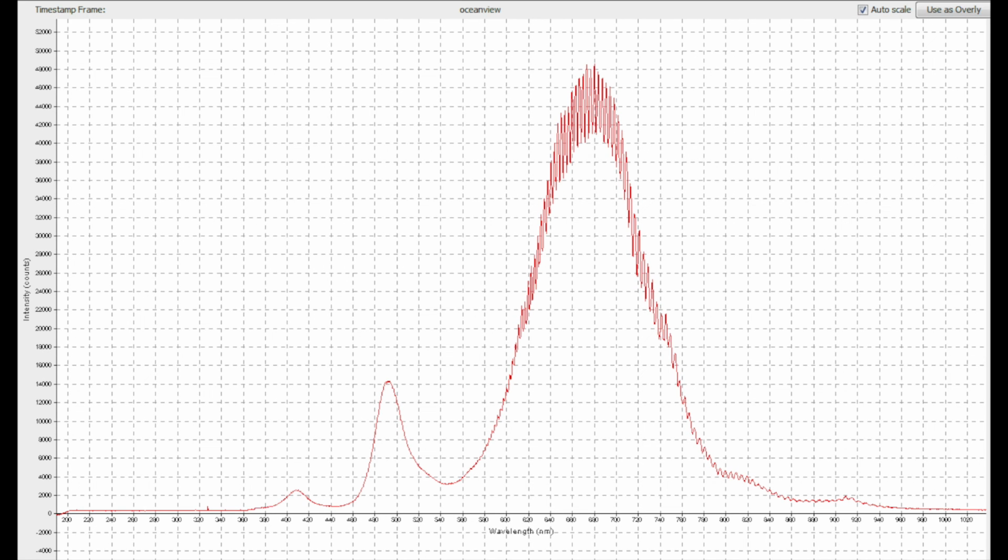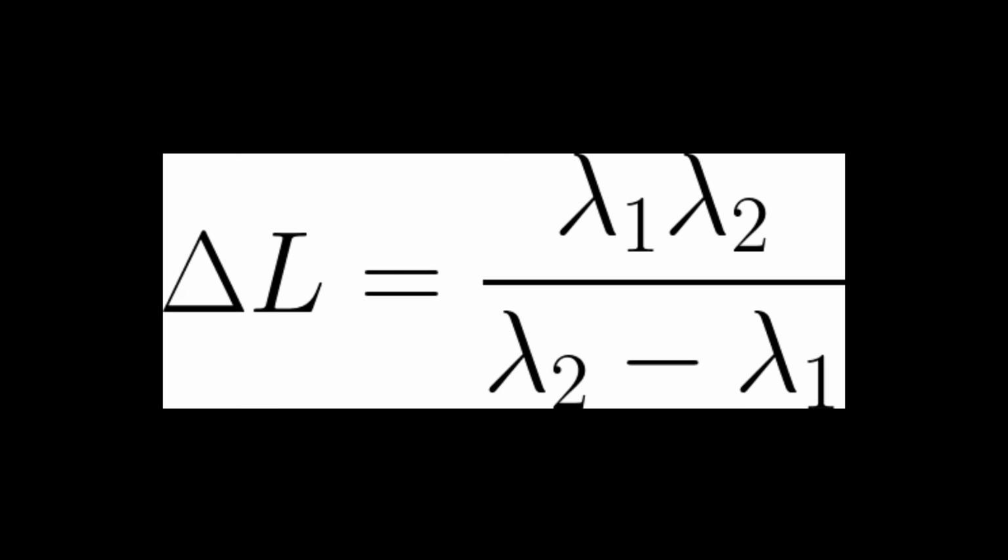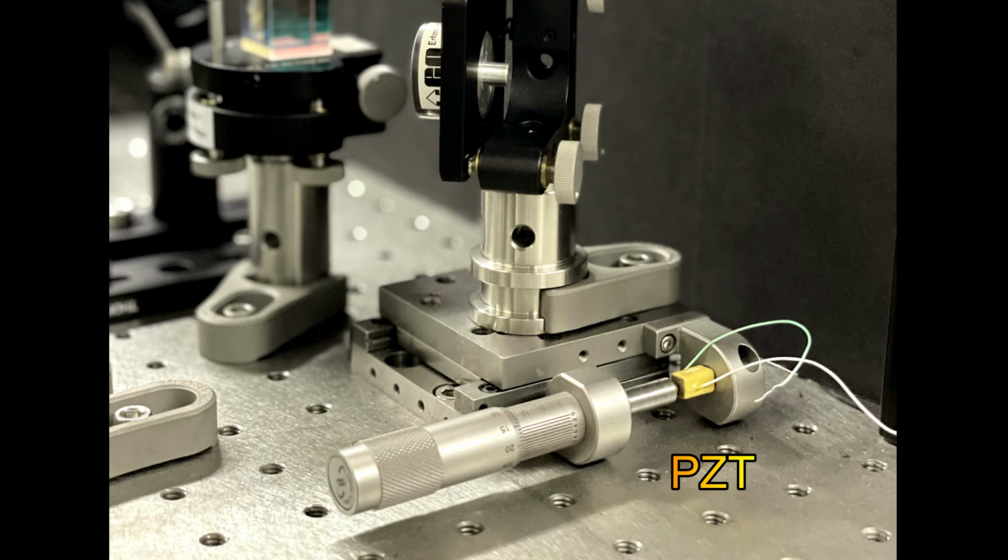For a path difference delta L, there will be a modulation in the intensity of the spectrum with the spacing between adjacent maxima given by the equation displayed on screen. We see that as the path difference goes to 0, the spacing between the adjacent maxima in the spectrum goes to infinity. Practically, we did this by adjusting a mirror side to side until we found interference fringes. The further away the fringes, the closer the difference between the two path lengths was to zero.